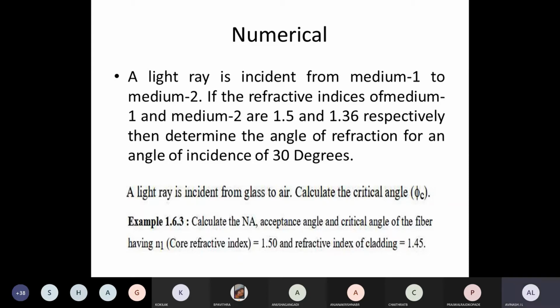So first numerical, you take down all of you. A light ray is incident from medium 1 to medium 2.